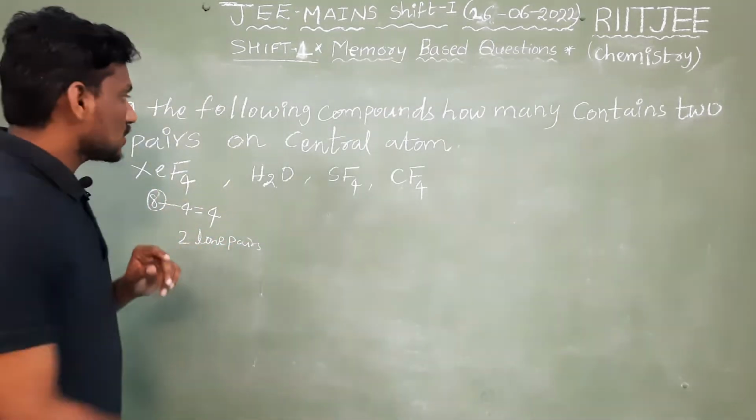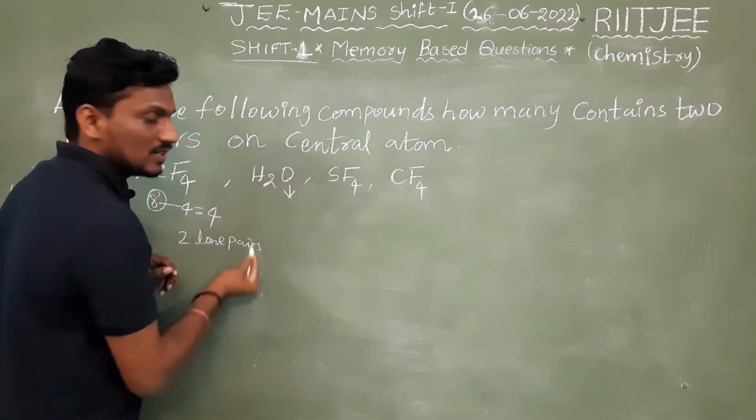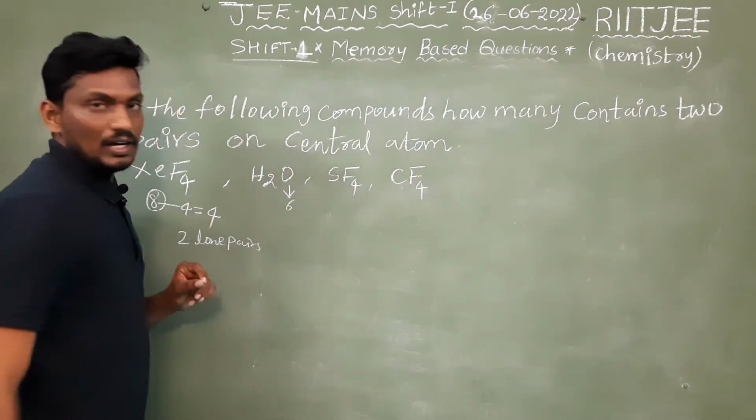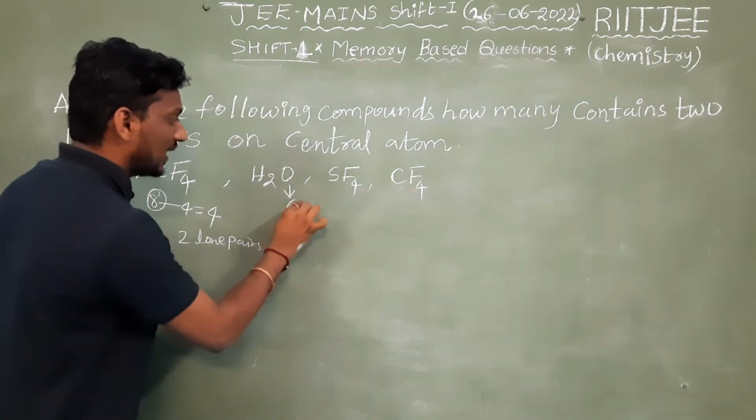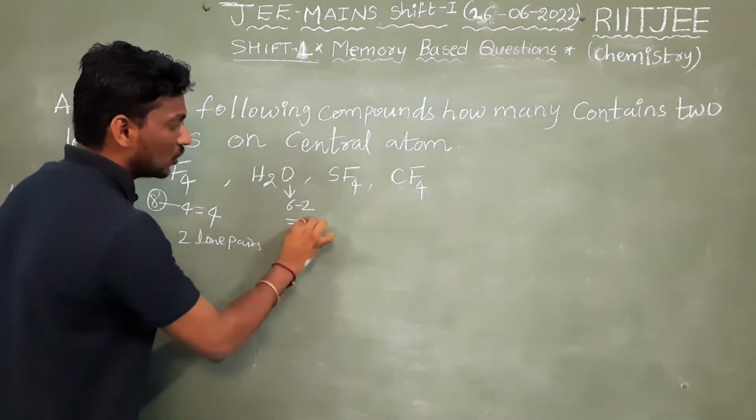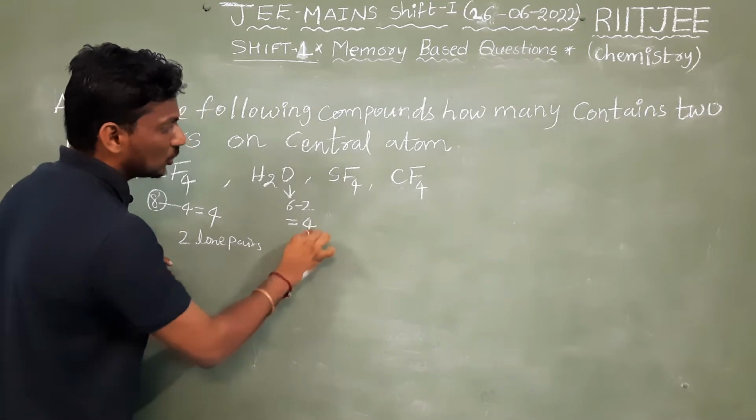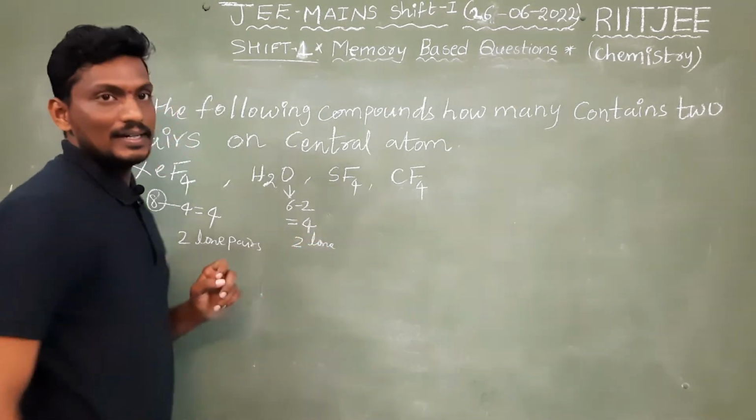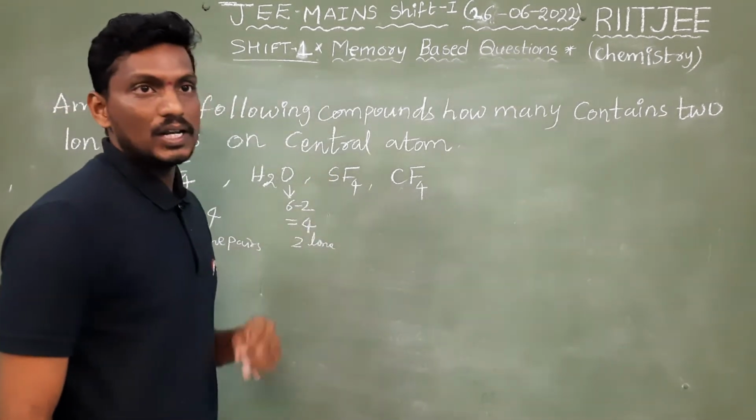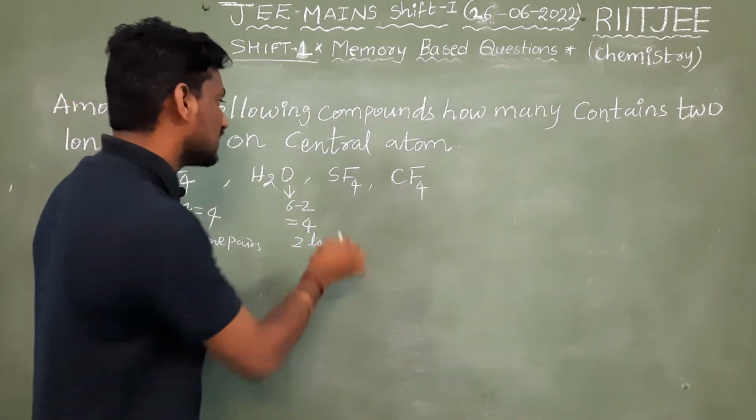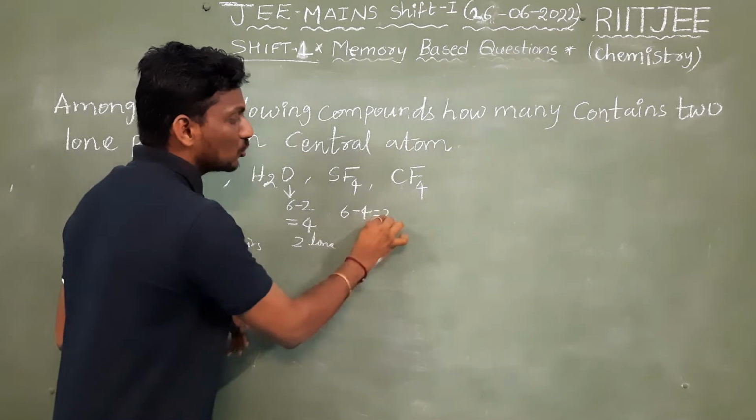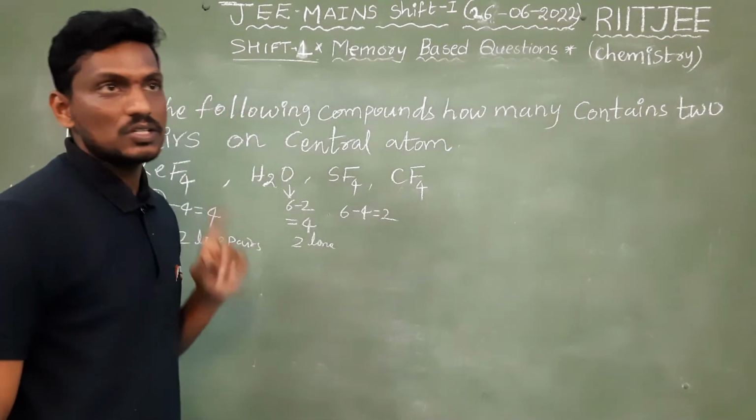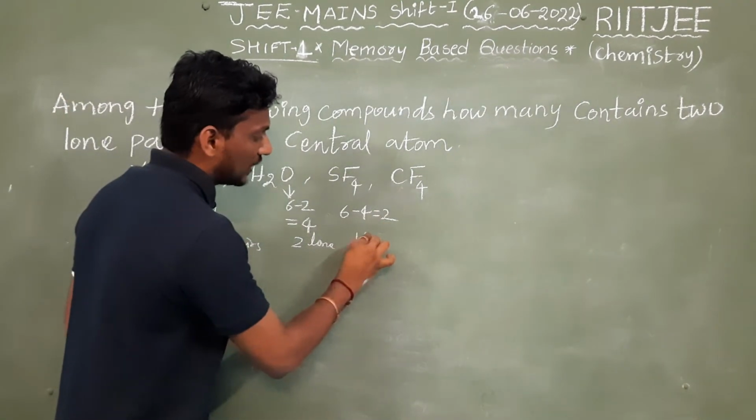Now oxygen has 6 electrons. Out of 6, 2 are involved in bonding with hydrogen, so minus 2. How many are left? 4, which means 2 lone pairs. Now when it comes to sulfur, the valence electrons of sulfur are 6. Out of 6, 4 are involved in bonding, and 2 electrons are left. 2 electrons means 1 pair will be there.